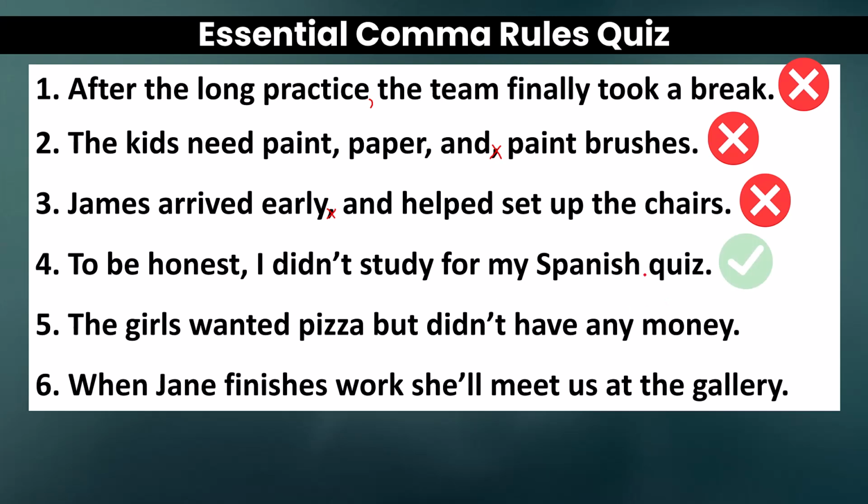Number 4 is correct. To be honest, comma, I didn't study for my Spanish quiz. To be honest is an introductory phrase introducing the main clause. Number 5 is also correct. We don't have a comma here because didn't have any money is not an independent clause.